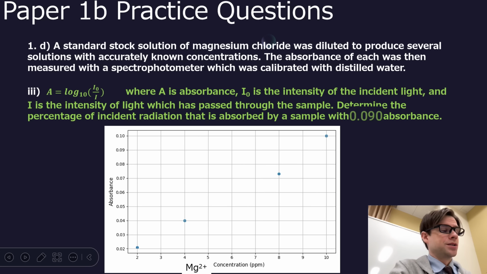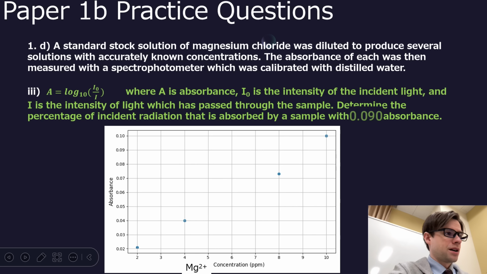So this is the actual equation for absorbance. Absorbance equals log base 10 of I naught over I, where A is absorbance, I naught is the intensity of the incident light, and I is the intensity of light which has passed through the sample. Determine the percentage of incident radiation that is absorbed by a sample with 0.090 absorbance. Okay, pretty tough. Even to understand what this is asking, it's asking several things and giving you several pieces of information. But it's really important to determine what this is asking for first. So determine the percentage of incident radiation that is absorbed.